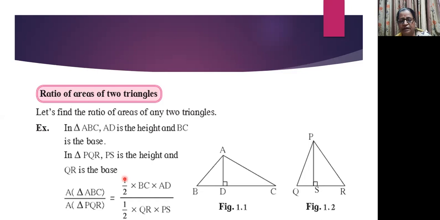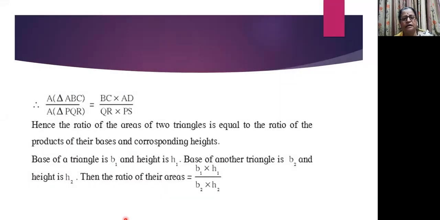Next, if we cancel the half from the upper side and the half from the lower side, then we get area of triangle ABC divided by area of triangle PQR is equal to BC into AD, where BC is a base and AD is a height, and QR is a base and PS is a height. Hence, the ratio of the areas of two triangles is equal to the ratio of the product of their base and corresponding height.